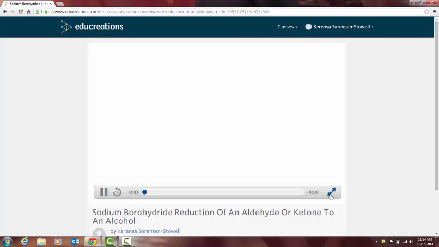We're going to look at the reduction of an aldehyde or a ketone with sodium borohydride or lithium aluminum hydride. Just to be clear, sodium borohydride is only able to reduce aldehydes and ketones to alcohols, but lithium aluminum hydride can reduce aldehydes, ketones, carboxylic acids, esters, amides, you name it. It can reduce it because it's a much stronger reducing agent.